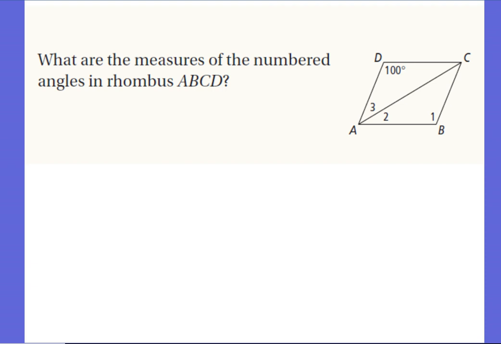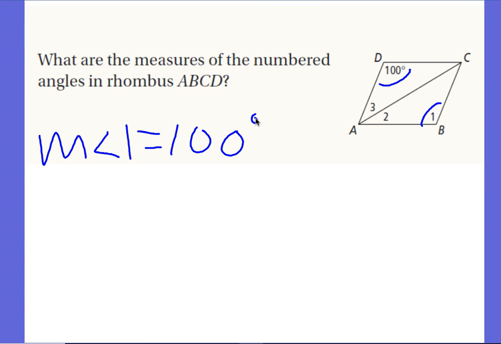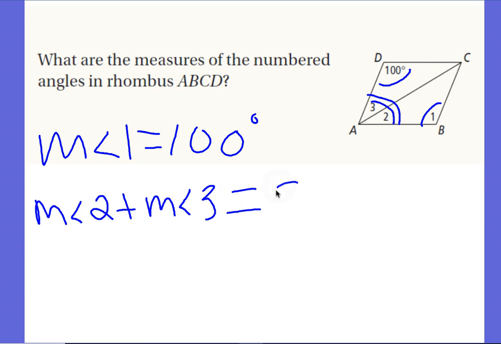It says, what are the measures of the numbered angles in rhombus ABCD? Well, because it is a rhombus, it has all the characteristics of a parallelogram, meaning the opposite angles are congruent. So the measure of angle 1 is equal to 100 degrees as well. But what about angle 2 and angle 3? Because it's a parallelogram, the consecutive angles are supplementary, meaning that the measure of 2 and 3 combined equal 80 degrees.